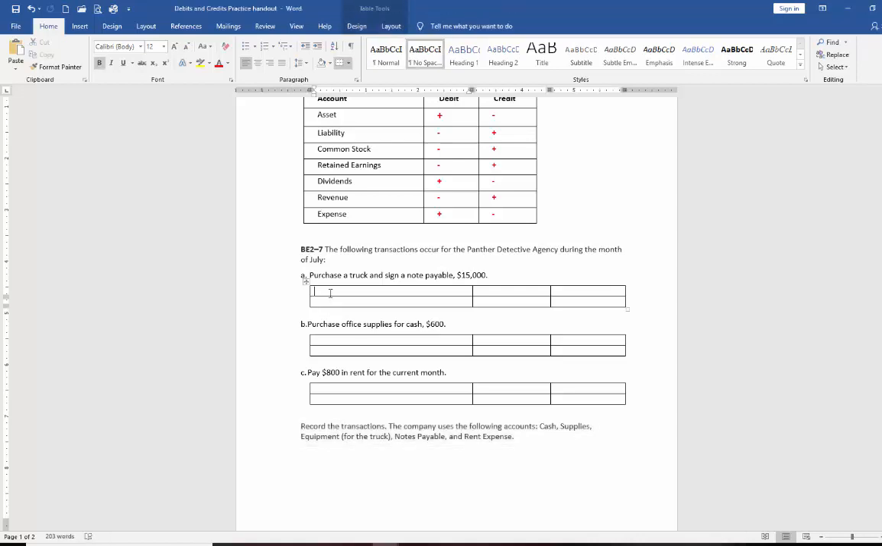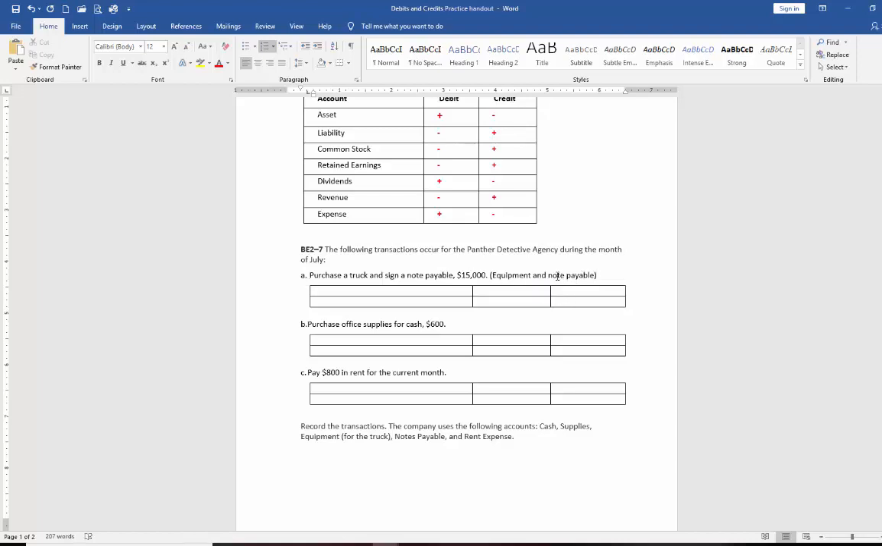The first thing that happens, we purchase a truck and sign a note payable. What I would recommend is to think to yourself, what two accounts are being affected? Let's look at the bottom. For the purchase of a truck, they tell you to use equipment. So the two accounts we're going to use are equipment, and it says signs a note payable, so note payable will be the other account. First decide what two accounts.